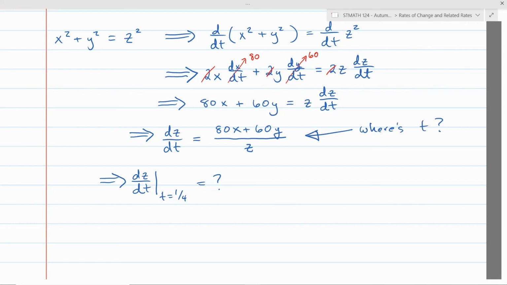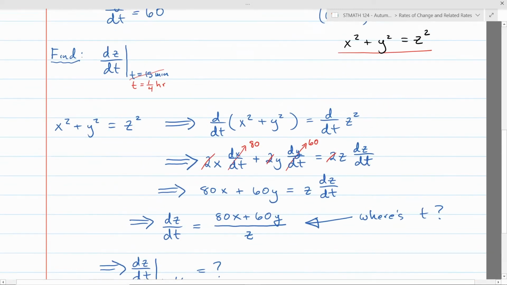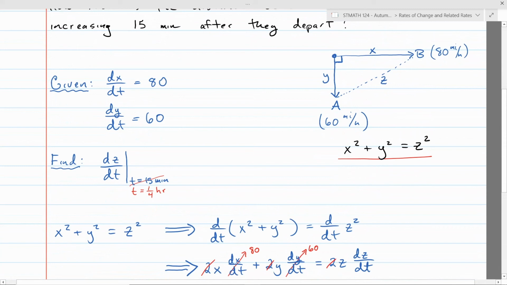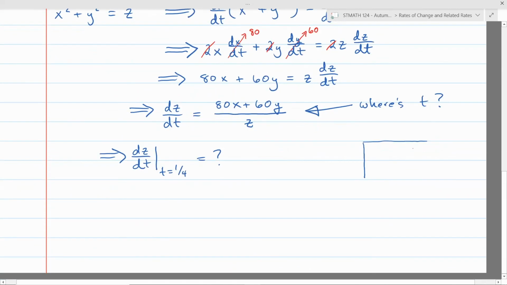Well, what we can do though is go back to the original picture and think about what's happening at that particular time. So in our original picture here, maybe I'll just make a copy of it. Well, we know that first car was going 80 miles per hour, right? One going to the east. But if you drive 80 miles per hour for 1/4 of an hour, how far will you have gone? Well, you'll have gone 1/4 times 80, right? So this distance would be 80 times 1/4 at that particular moment in time, so 20. And likewise, on the other side, that car was going 60 miles per hour.